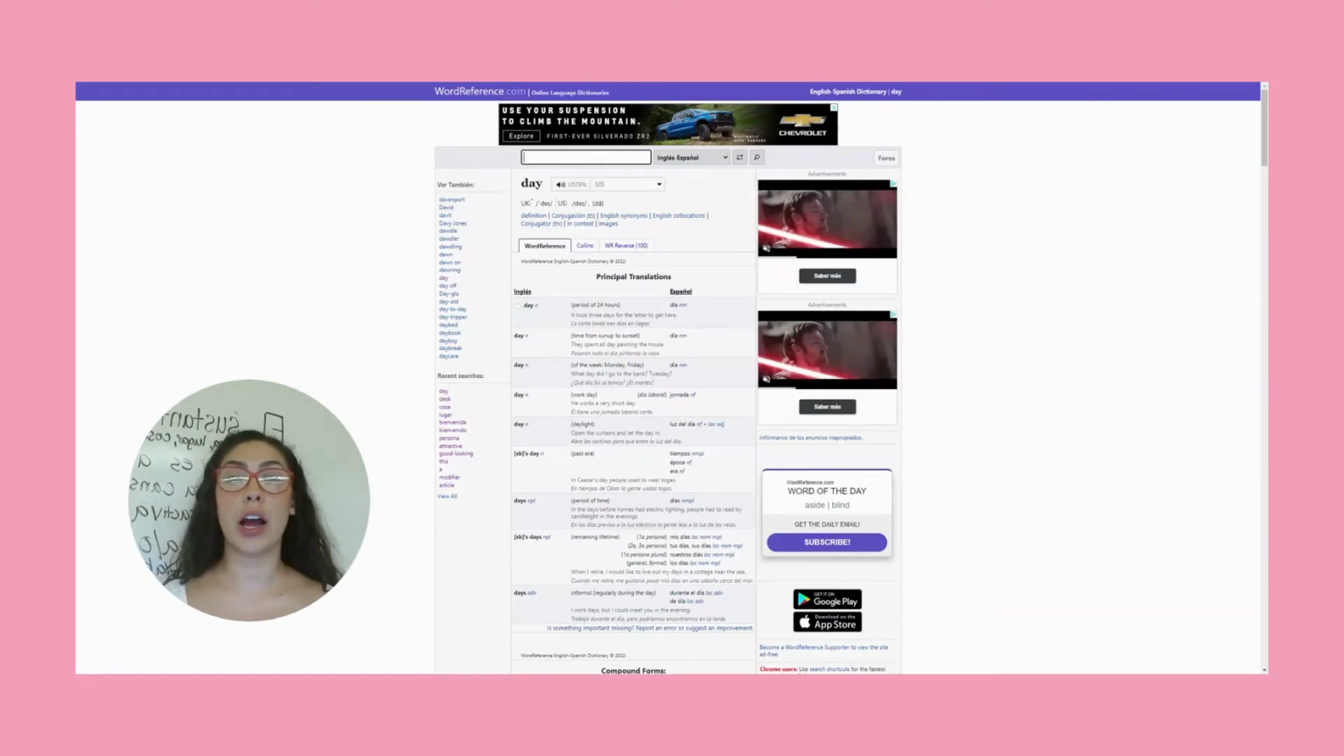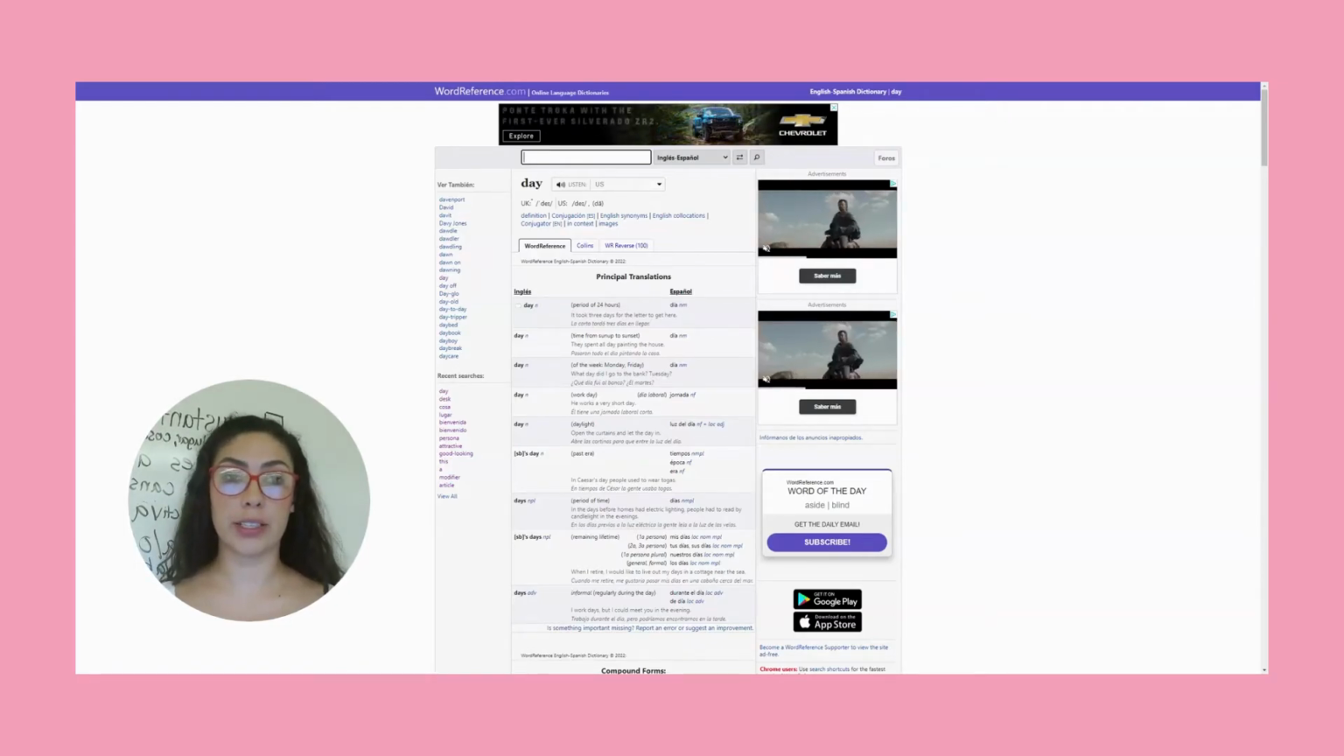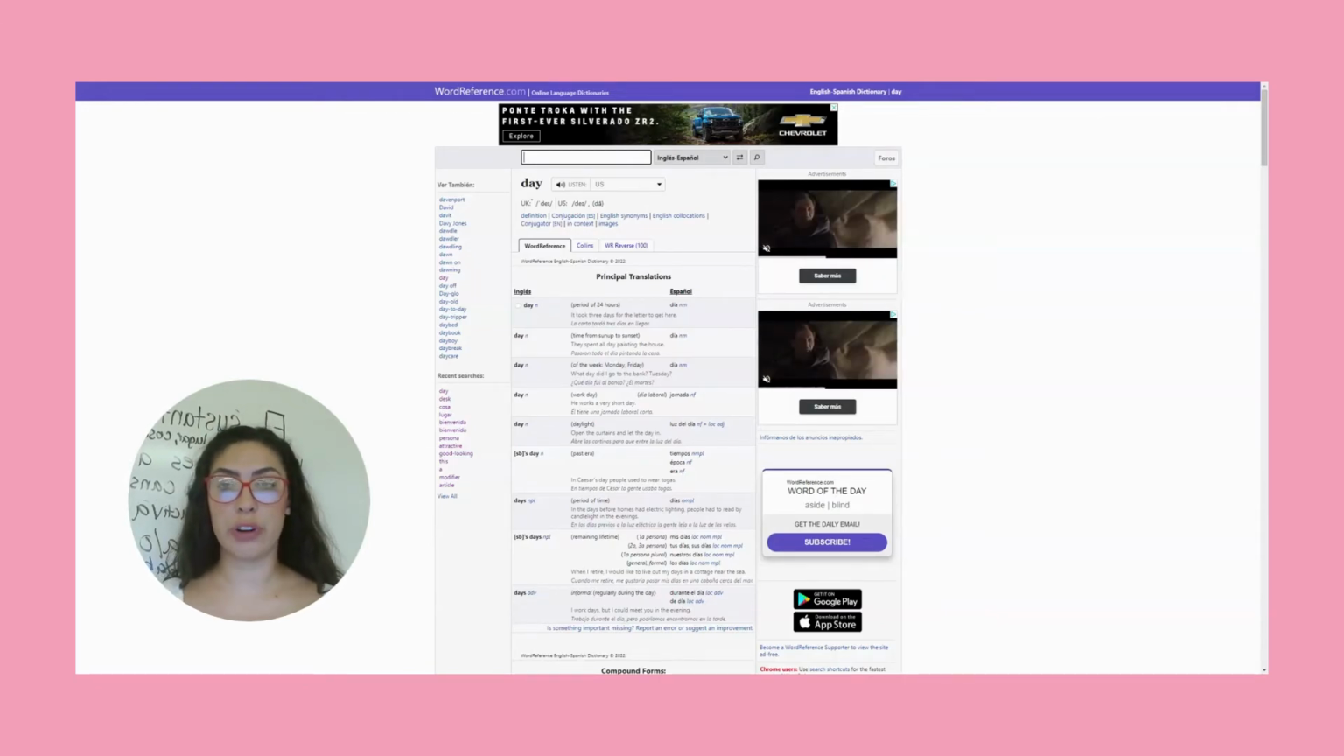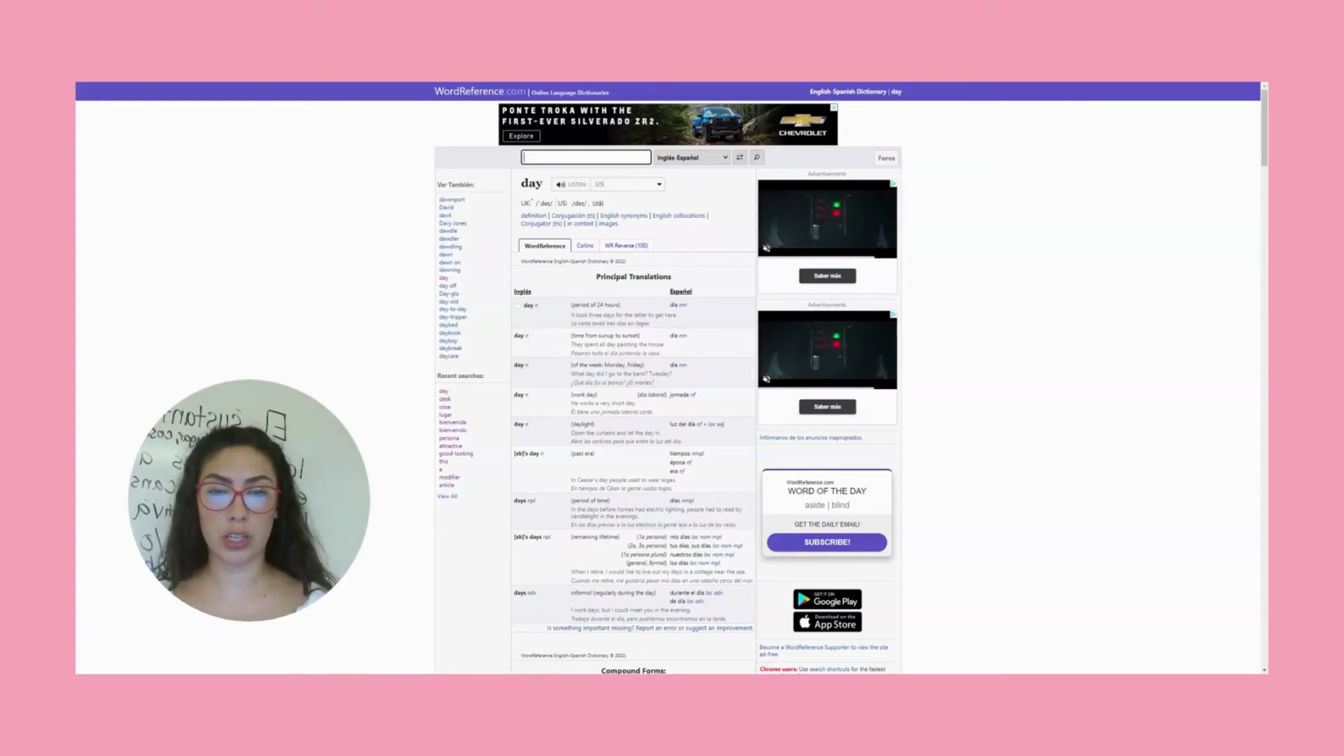Okay, so I want to share with y'all something that's very useful for me. So this is WordReference. WordReference is an online dictionary. I suggest using this way more than using Google Translate. With WordReference, there's all kinds of language dictionaries, but for our purposes, we want to use the English to Spanish.